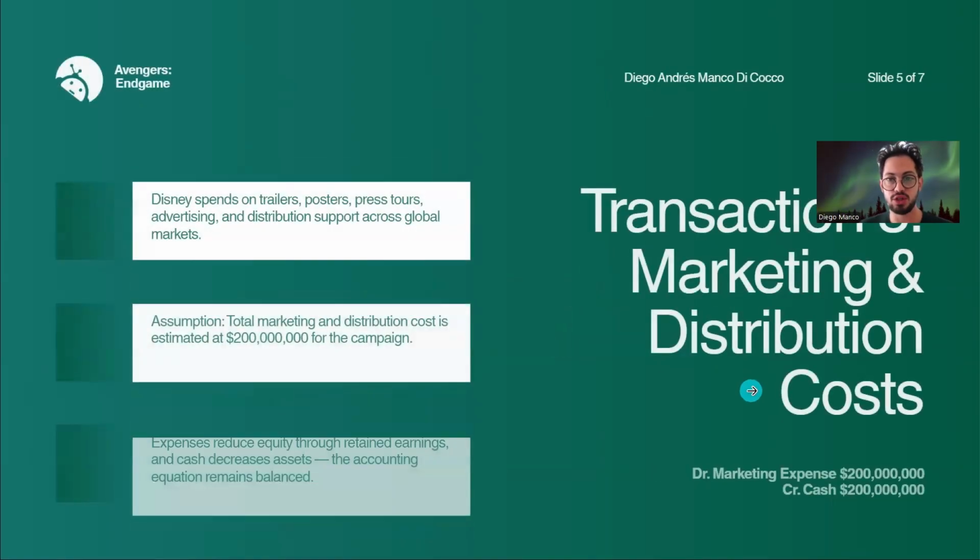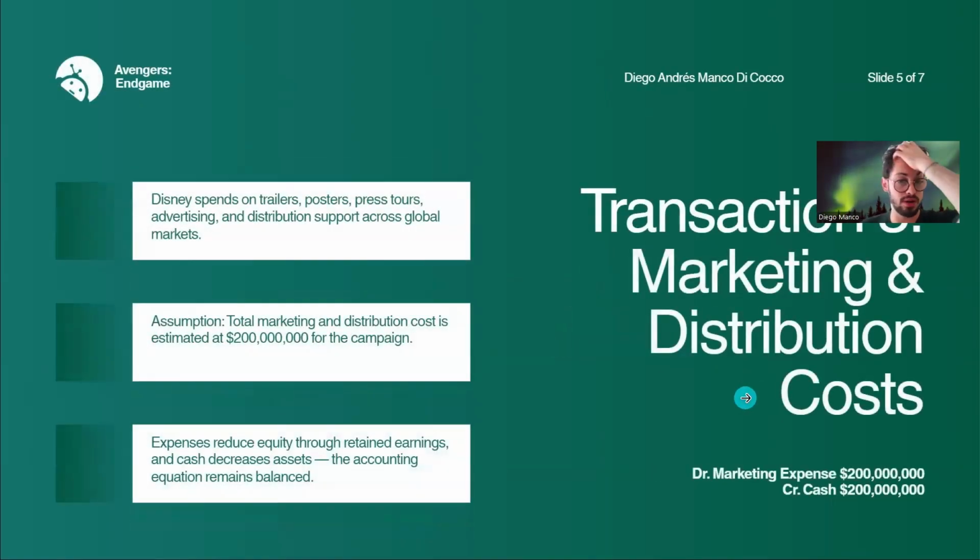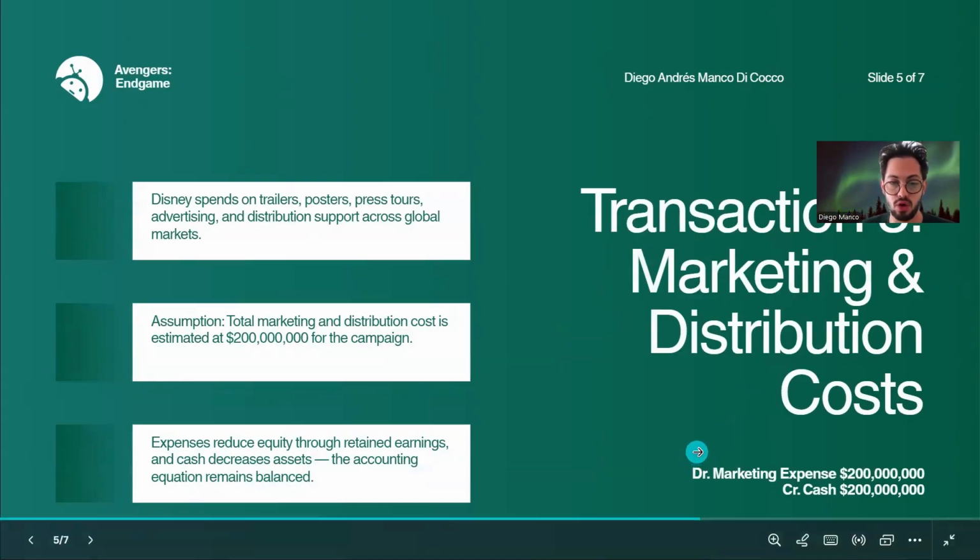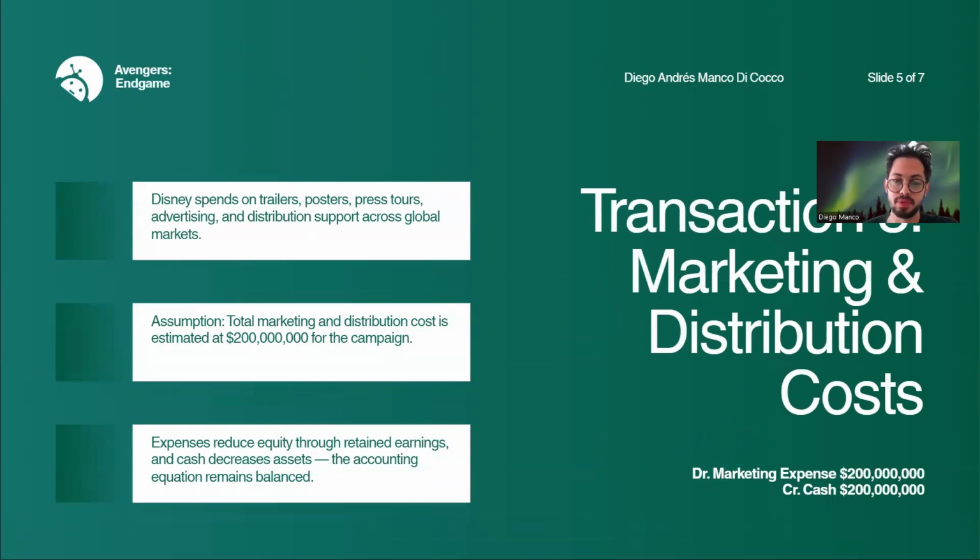The second transaction is recording theatrical revenue. Avengers Endgame earned almost $2.8 billion worldwide, but Disney would not record the full box office gross as its own revenue. Theaters keep a portion of the ticket sales, so the studio records only its estimated distributor share. For this example, I will assume Disney receives about 50%, or $1.4 billion.